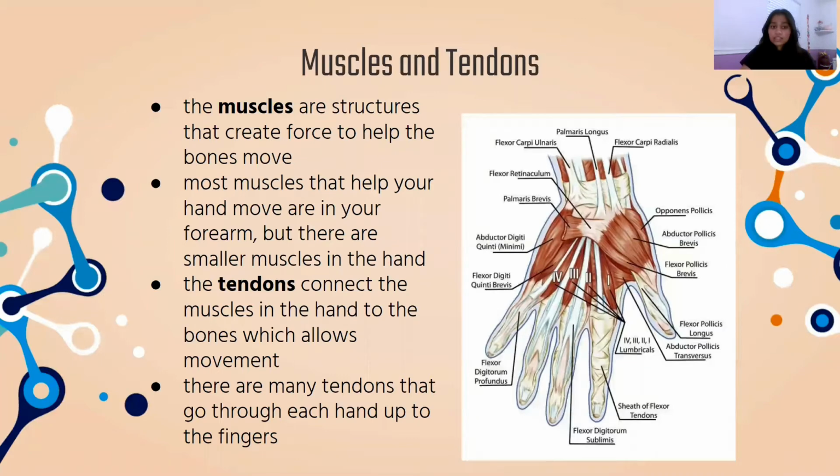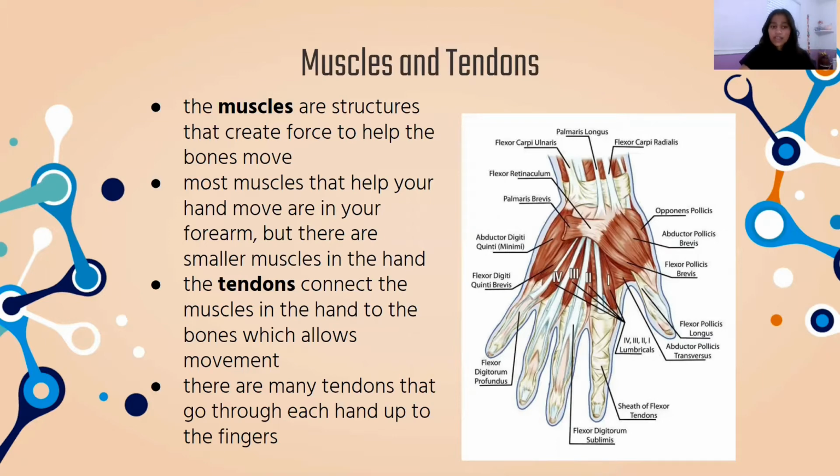And last but not least, we have muscles and tendons. The muscles are structures that create force to help you move your bones. Most muscles that help your hands move are in your forearm, but there are smaller muscles in your hand. In the image, you can see the red parts, those are muscles. The tendons connect the muscles in the hands to the bones, which allows movement, and there are many tendons that go through each hand all the way up to the fingers, which allows you to move each of your fingers separately and together.